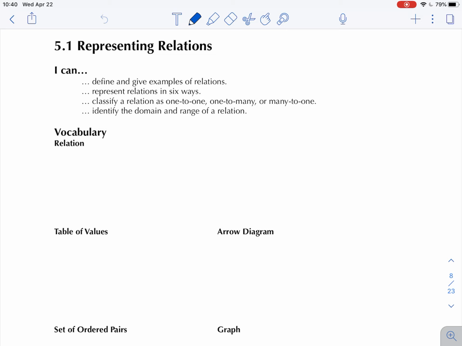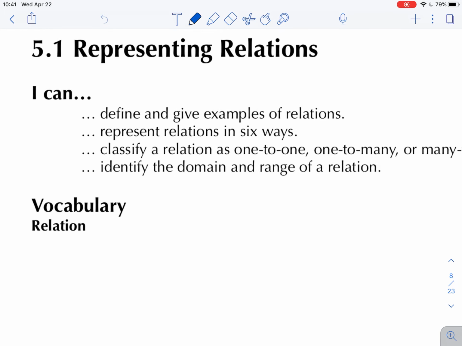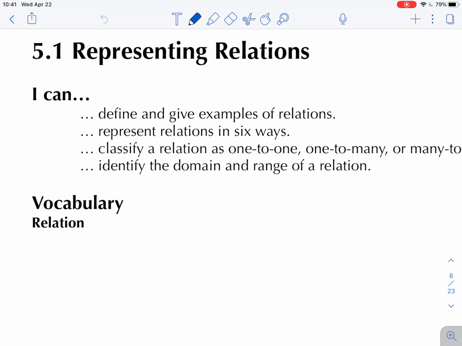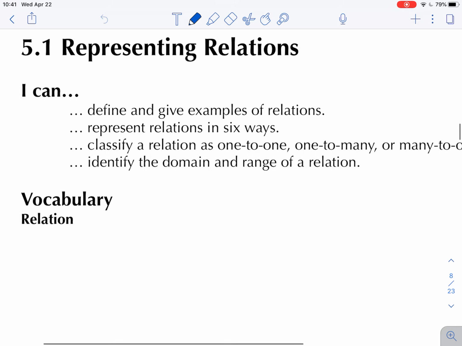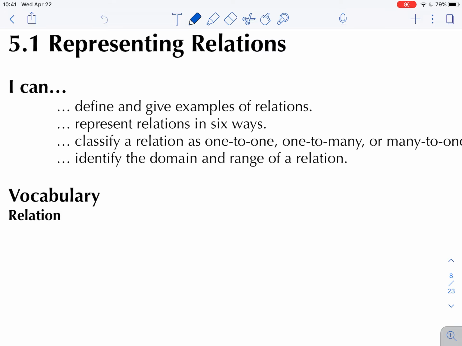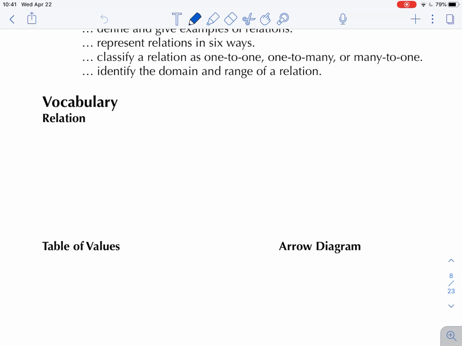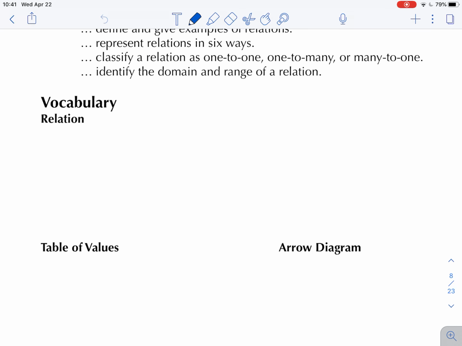Hello, this is Mr. Stein, and in this video, I'm going to show you how we can represent relations in math class. At the end of this section, you should be able to define and give examples of relations, represent a relation in 6 ways, classify a relation as one-to-one, one-to-many, or many-to-one, and identify the domain and range of a relation.